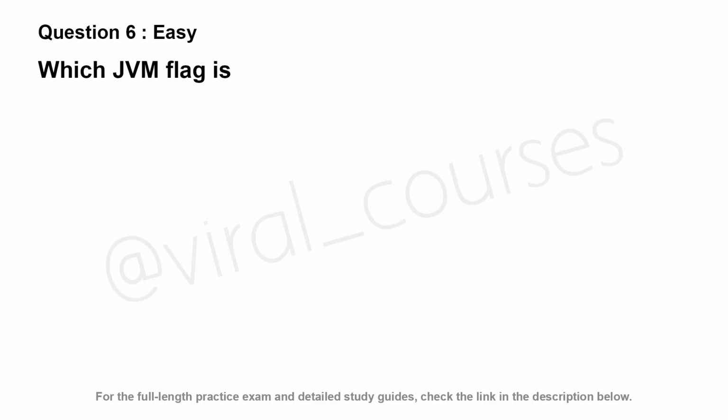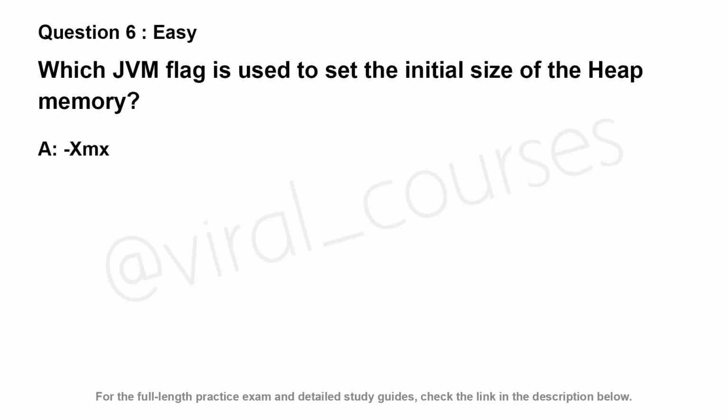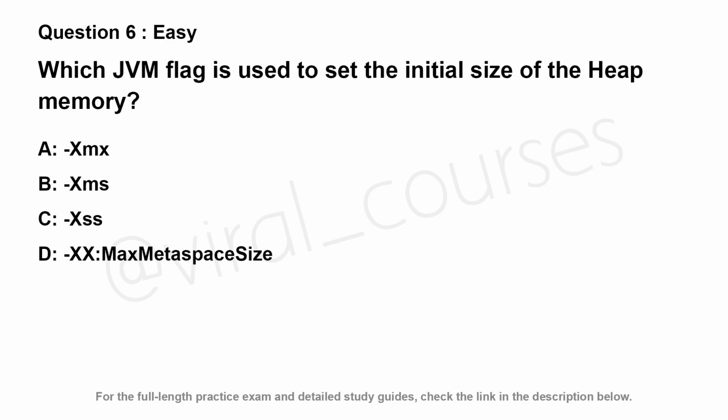Which JVM flag is used to set the initial size of the heap memory? Option A, -Xmx. Option B, -Xms. Option C, -Xss. Option D, -XX:MaxMetaspaceSize.